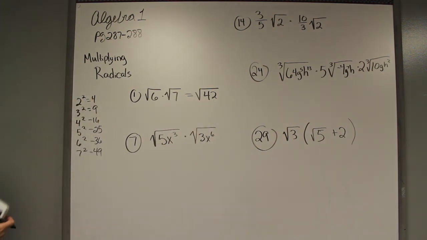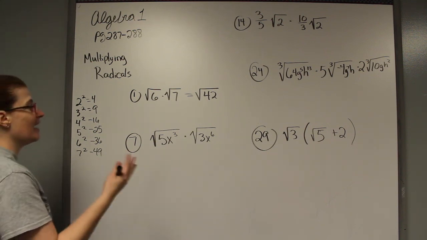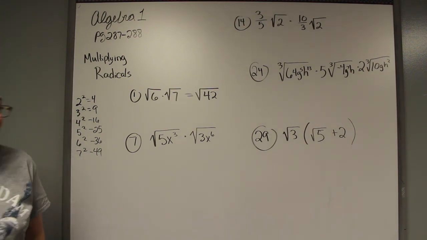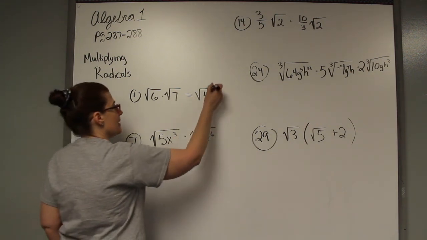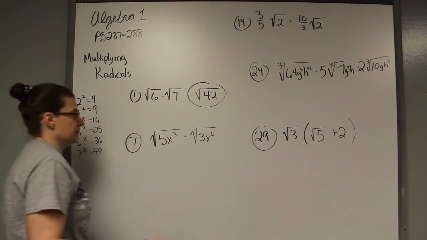Okay, 9 obviously doesn't go in there as well. 16 doesn't go in there whole times. 25 doesn't go in there, and 36. So this cannot be broken down into a perfect square, so it stays, and that's your answer.